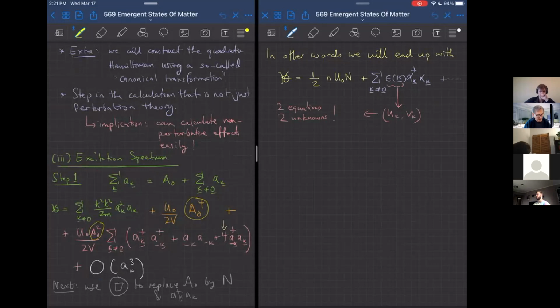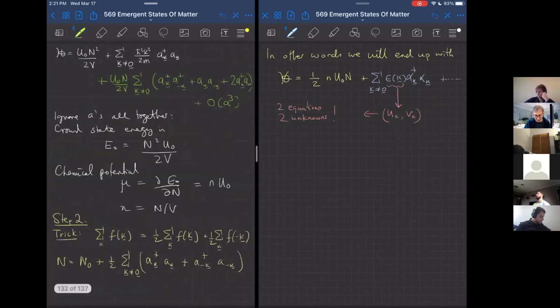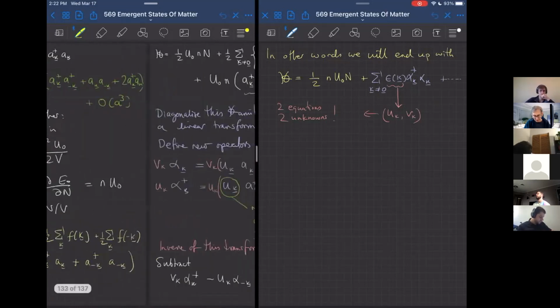Now, our goal is to get a quasi-particle Hamiltonian, but the problem is that our Hamiltonian has terms that do not look anything like quasi-particles. They do not look anything like number operators. They've got all sorts of terms like A dagger, A, and so on. So the strategy is to find some kind of transformation that will diagonalize this Hamiltonian. Once it's diagonalized, then by definition of diagonalization, it will end up in the quasi-particle form.